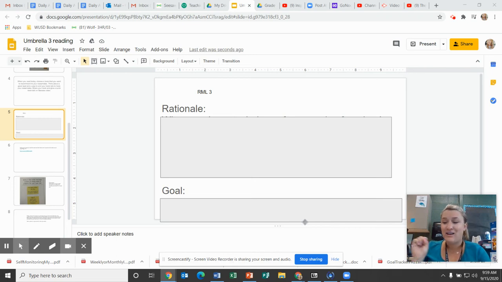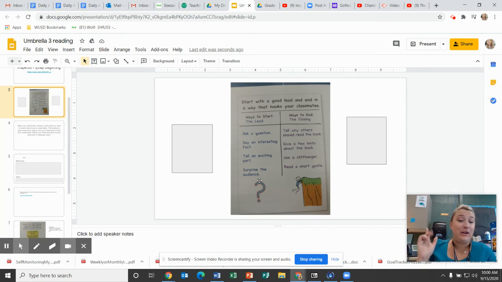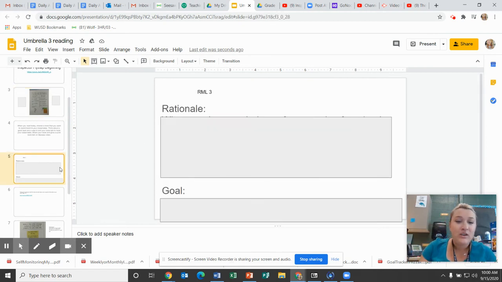Hey kids, we are on day 2 of our umbrella in reading that is talking about book talks. Yesterday, you were able to create a good beginning and a good ending to a book talk. We did that by creating maybe a question at the beginning and a hook at the ending. Yesterday, we did beginning and ending. Today, we're going to talk about that meat in the middle, okay?